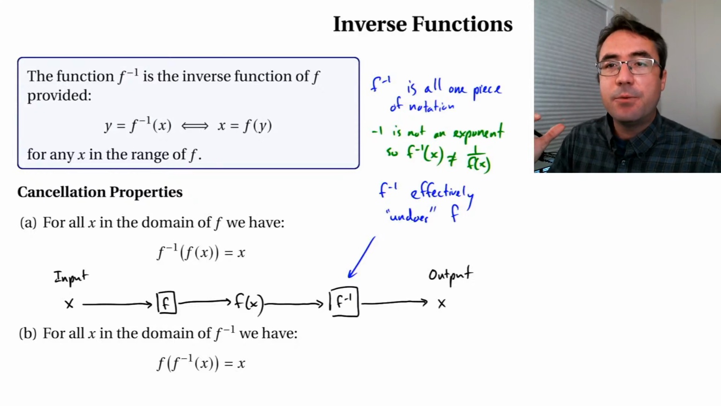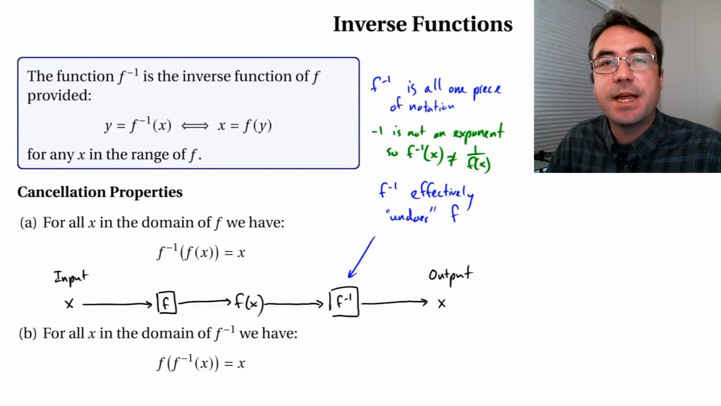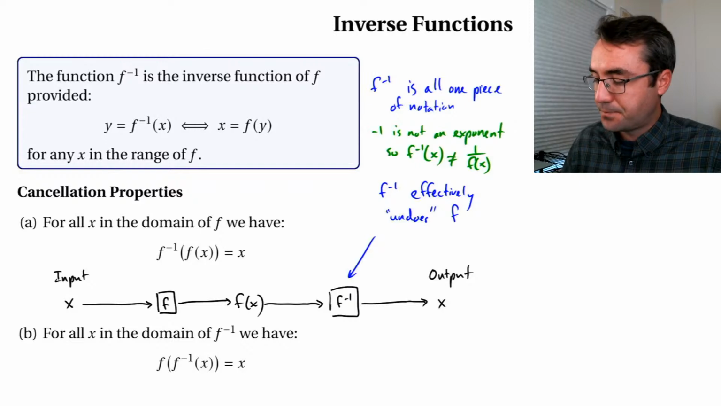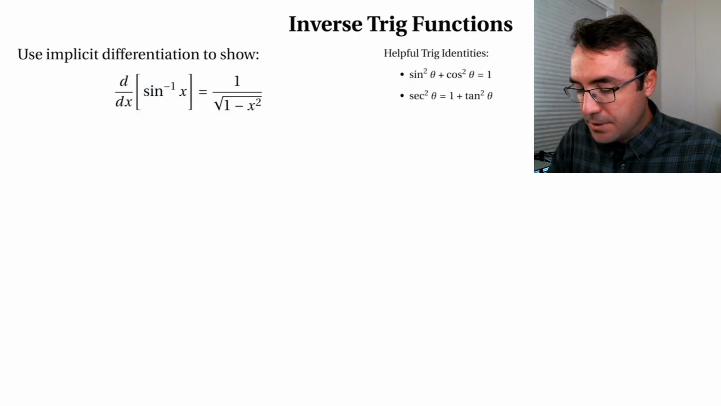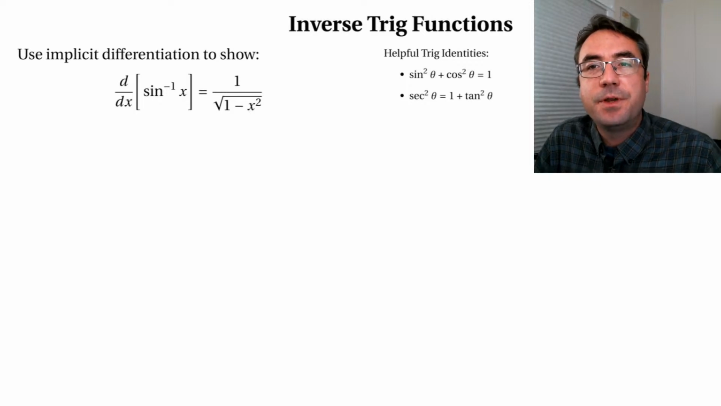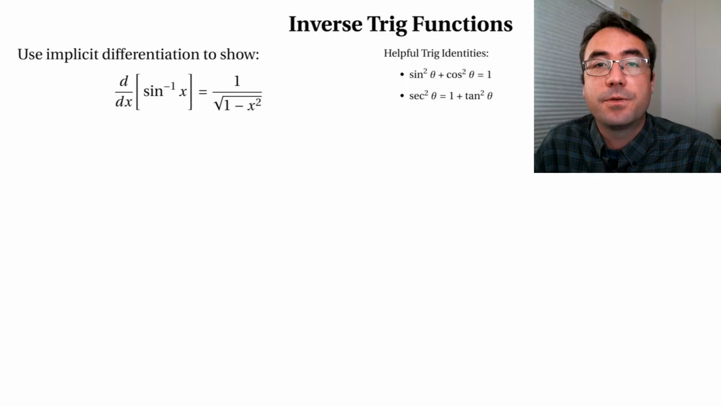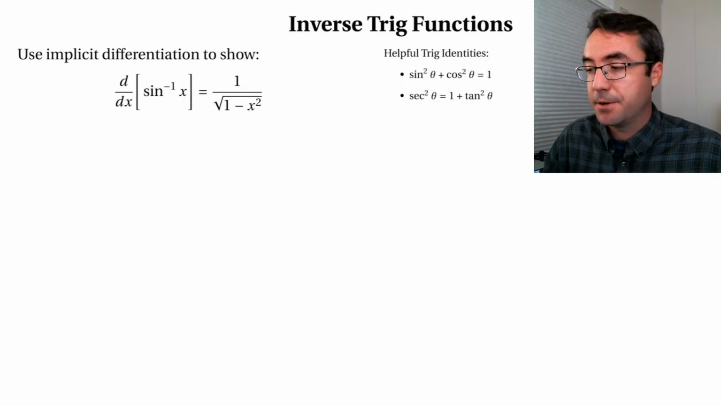So let's see how we can use this definition and implicit differentiation to work out the derivatives of, I think, inverse sine and inverse tangent. Let's do inverse sine first. We're going to show that the derivative of the inverse sine function is equal to 1 over the square root of 1 minus x squared.